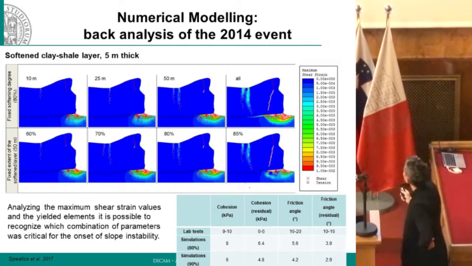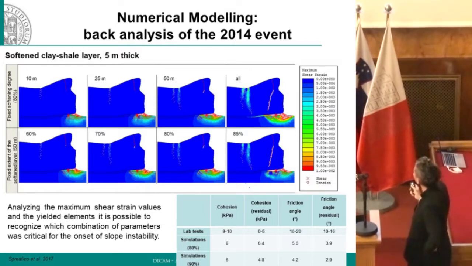These are some results. If we consider the presence of a 5-meter thick clay shale layer at the bottom of the slab, we can try to test an extension of 10 meters, 25 meters, 50 meters, and an extension that goes under the whole slab. And you see that if you extend the clay shale layer within the rock mass, some sort of instability starts to occur. These are points that are at failure.